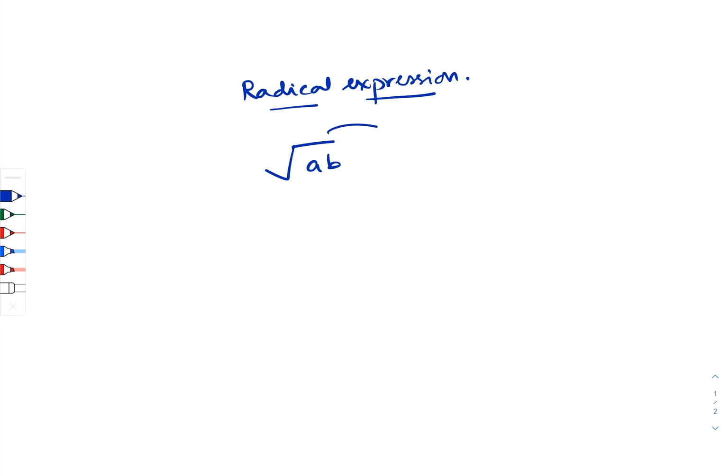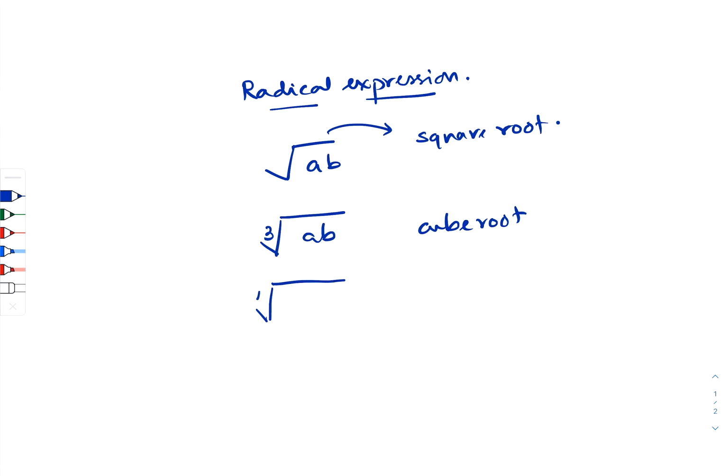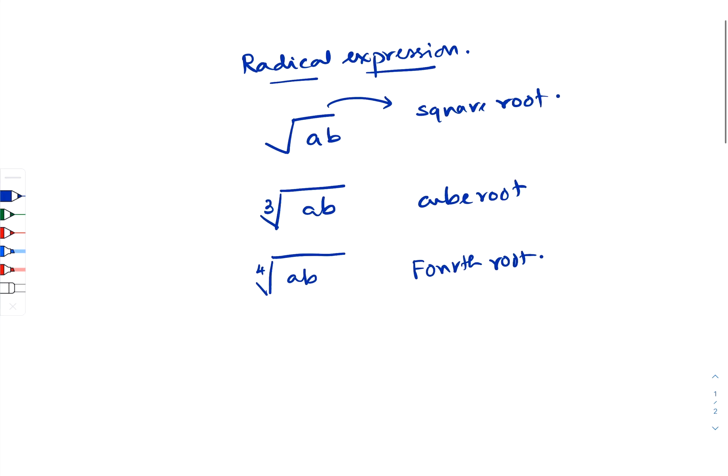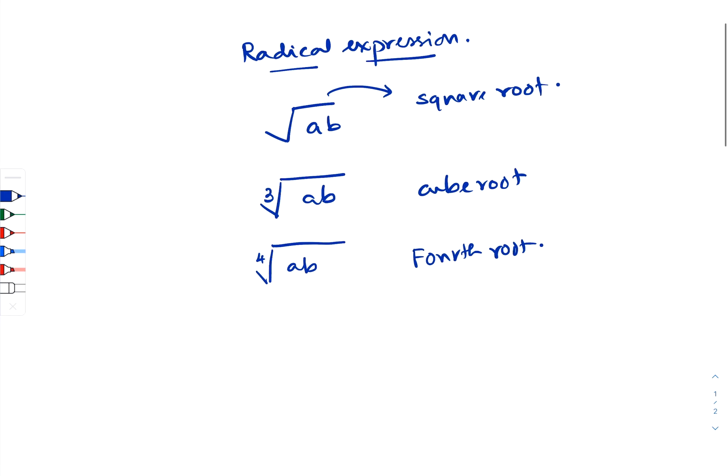Now, this symbol means that what you have is a square root. But sometimes you will see a number inside this little nook. That number tells you the type of root. If it's a 3, it's a cube root. Sometimes you might see a 4, which means it's a fourth root. And if it's a 5, it's a fifth root, and so on. So the goal here is to simplify radical expressions.